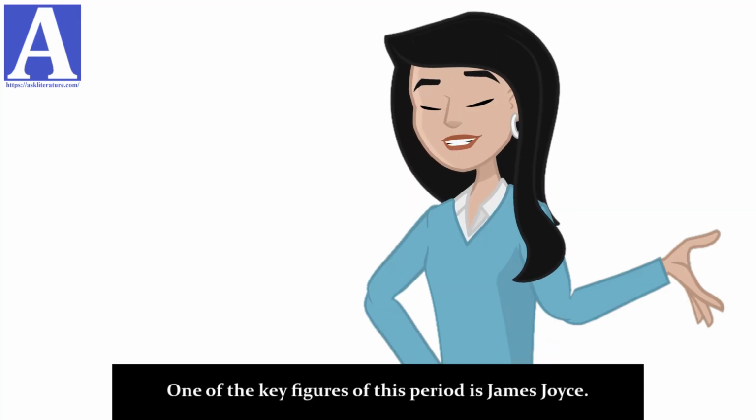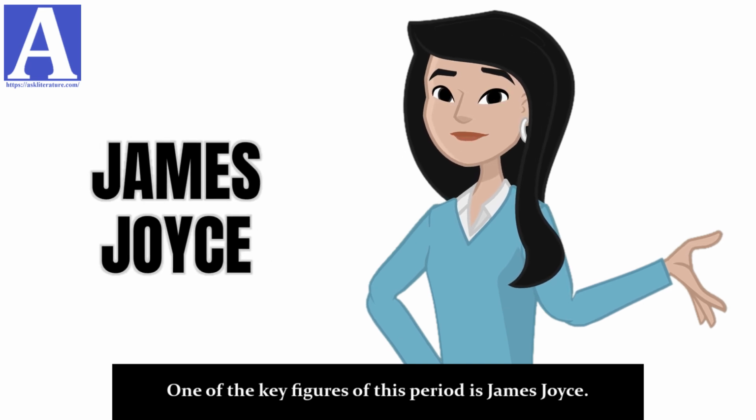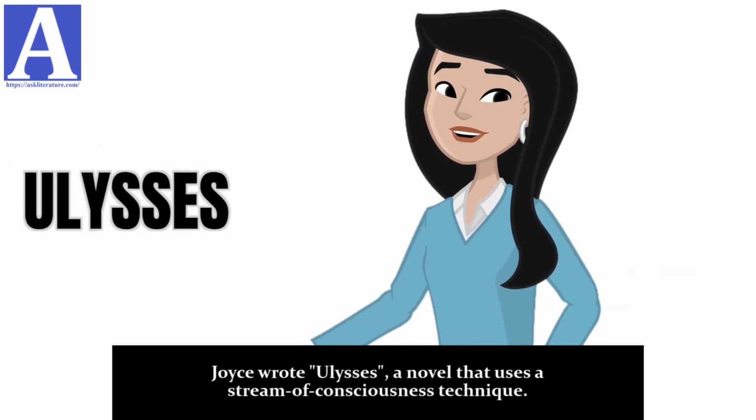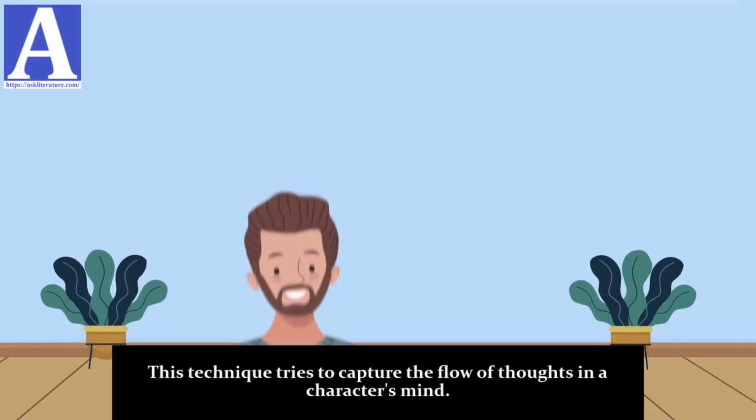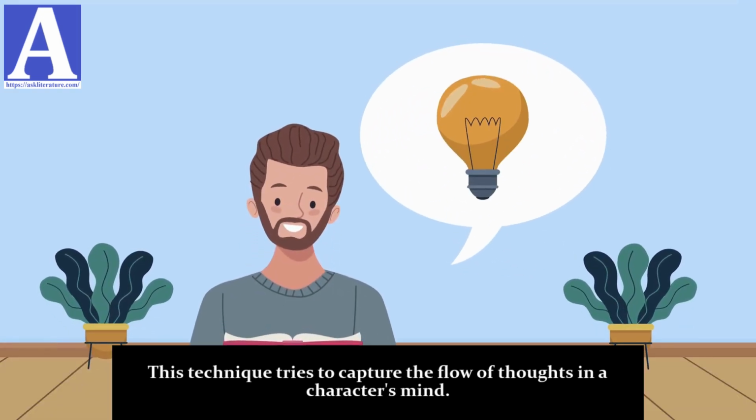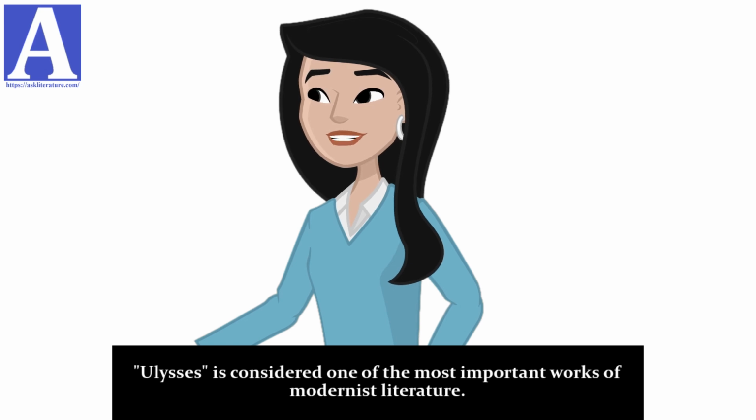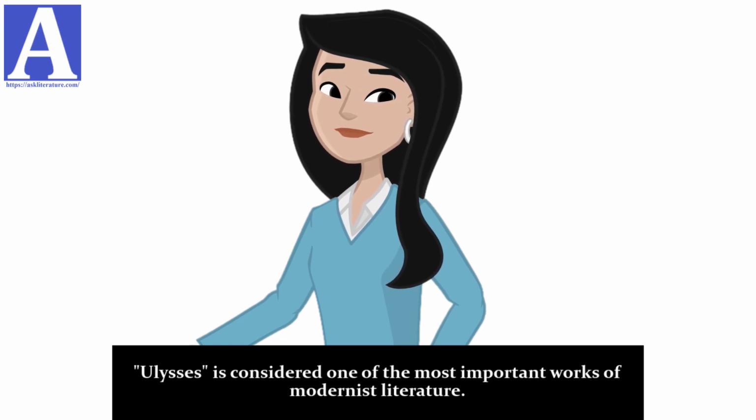One of the key figures of this period is James Joyce. Joyce wrote Ulysses, a novel that uses a stream of consciousness technique. This technique tries to capture the flow of thoughts in a character's mind. Ulysses is considered one of the most important works of modernist literature.